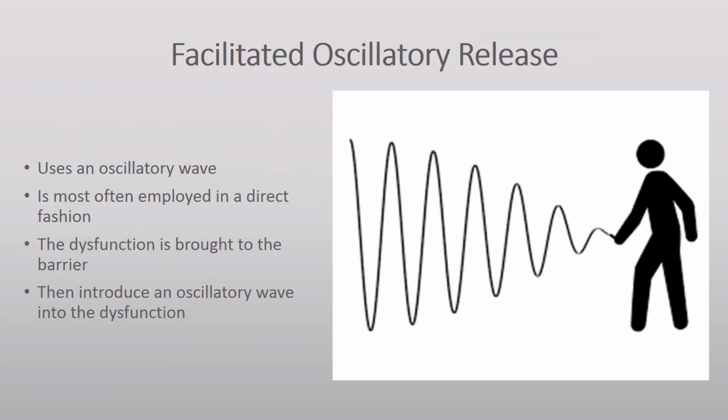As the name implies, facilitated oscillatory release uses an oscillatory wave to release somatic dysfunction. It is most often applied in a direct fashion because taut tissues better propagate waves than do loose tissues. Think of how a loose guitar string needs to be taut in order to vibrate with sound. The first step then is to increase the tension in the tissues that are to be treated. Then introduce a wave so it travels down into the dysfunction and bumps it free.